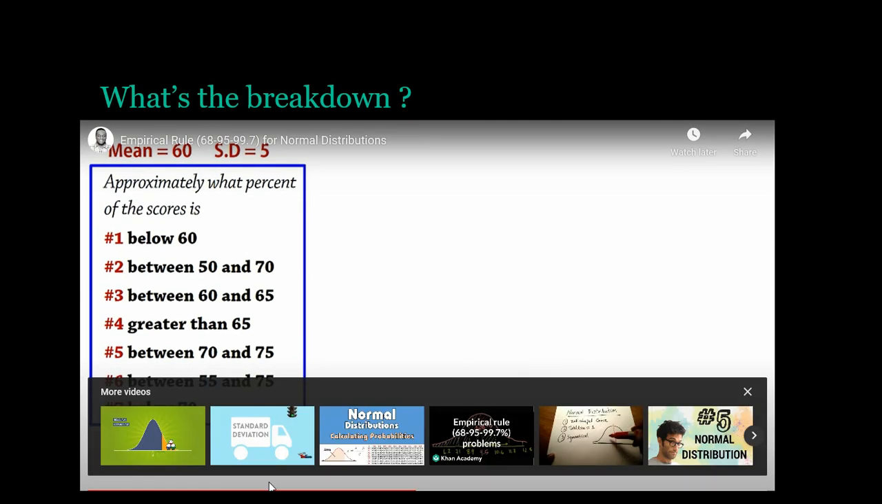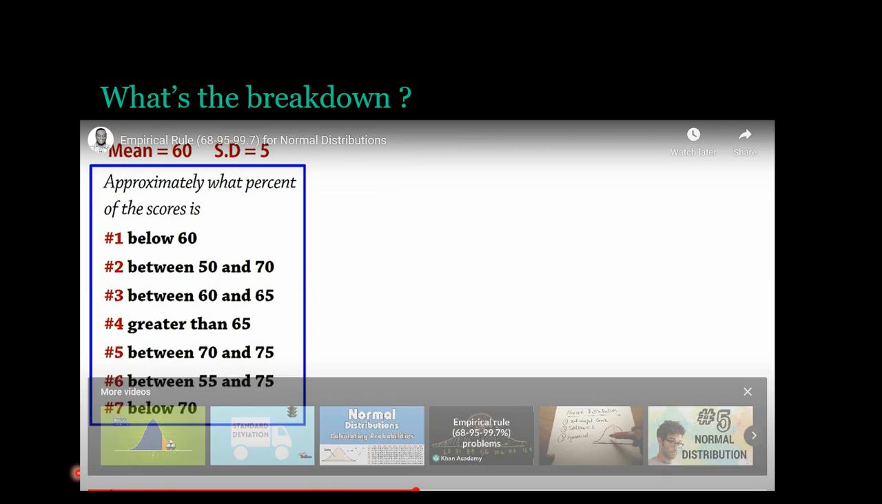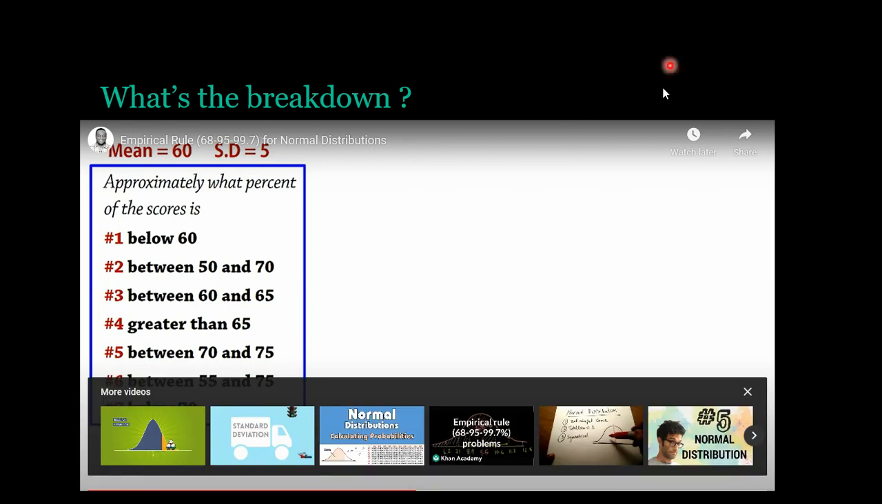So what I want you guys to do actually, before we move on, is go back and pause that, and you need to write down that information. It's going to be super helpful when you're working with the empirical rule. And then let's figure these types of problems out, which are very typical.